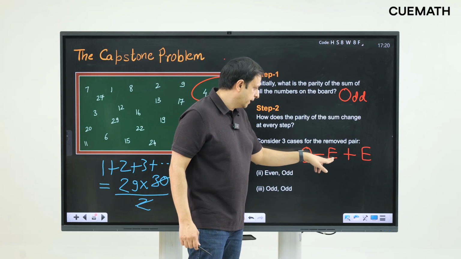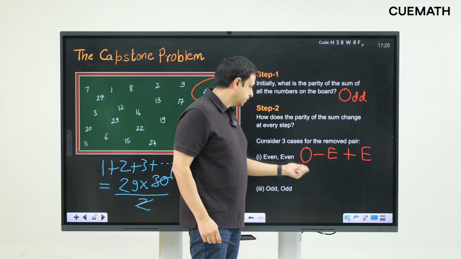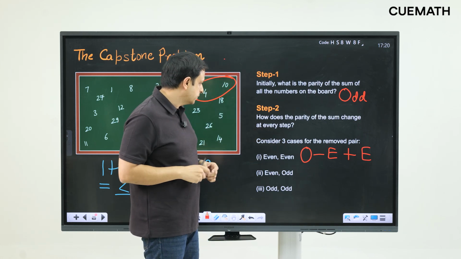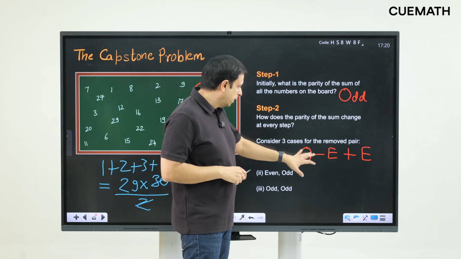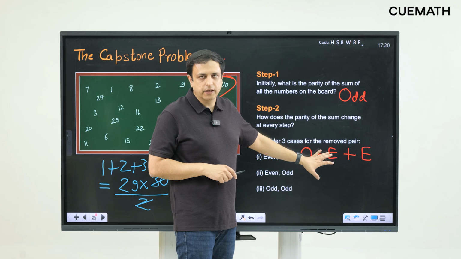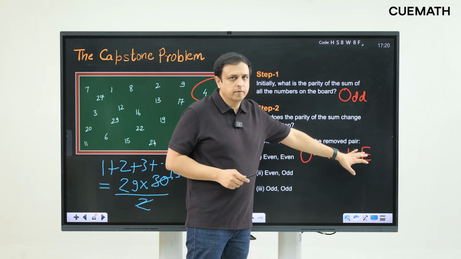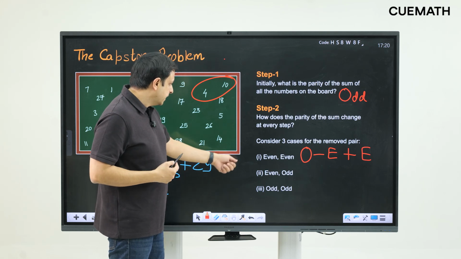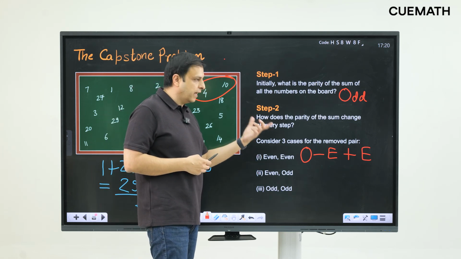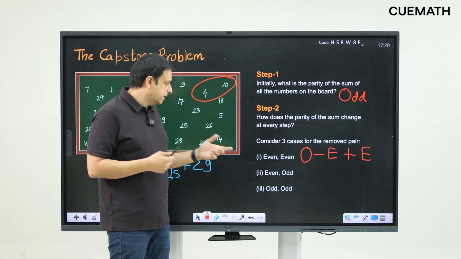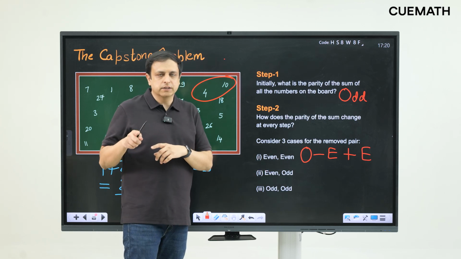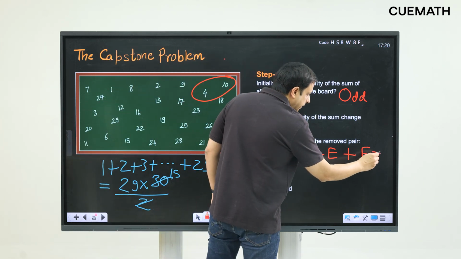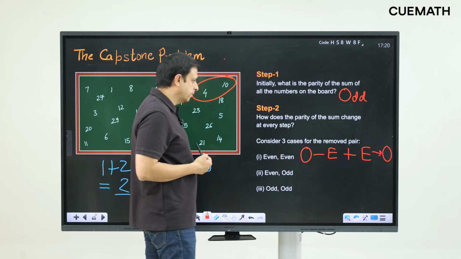This is just parity. This is not really variables or constants here. I'm just using O and E to denote odd, even, and so on. If you are subtracting from an odd parity something with even parity, that's odd, and then adding something with even parity, that's odd again. So what this means is that if you replace a pair of both evens with the positive difference, the parity is not really changing. The parity of the sum will still be odd.